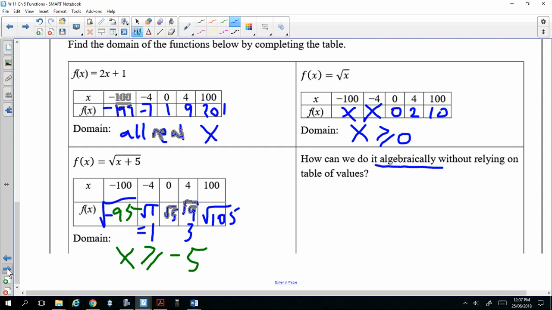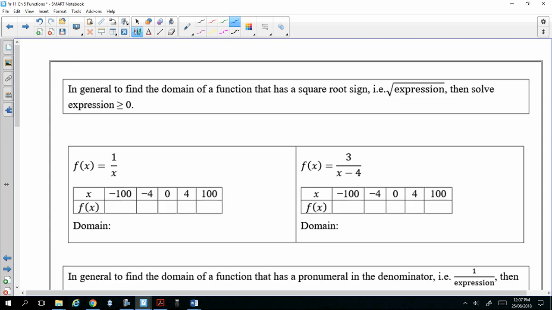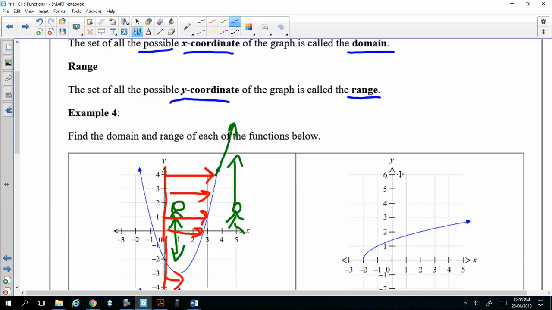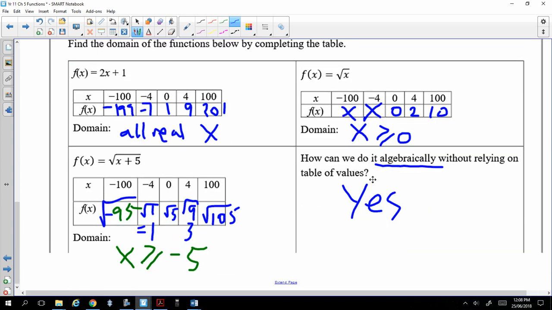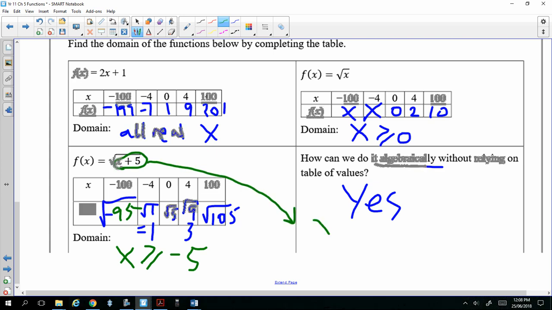Okay, let's look at the question again. If you see a square root of an expression, you just have to make sure that whatever's inside the square root has to be positive. So for the previous example, if I were to find the domain of that, all you have to do is write down whatever's inside the square root, x plus 5 is positive, and make x the subject. Get the idea? So you can do it this way, algebraically.